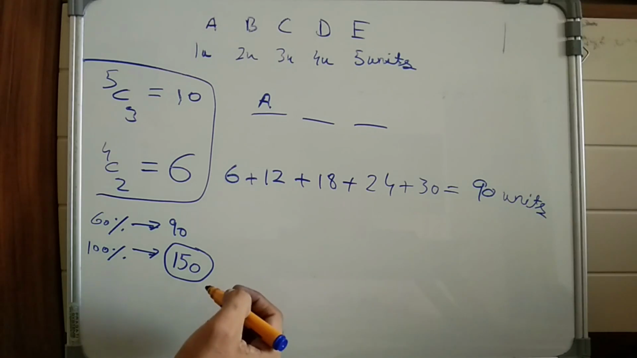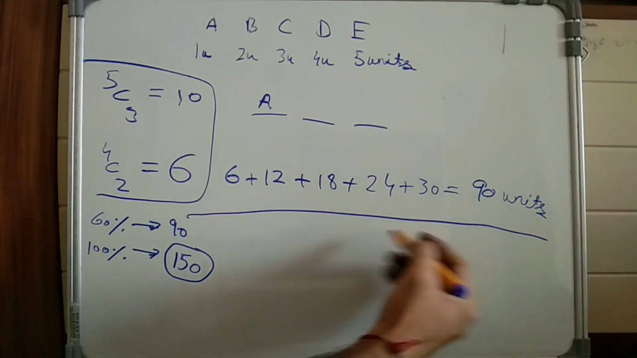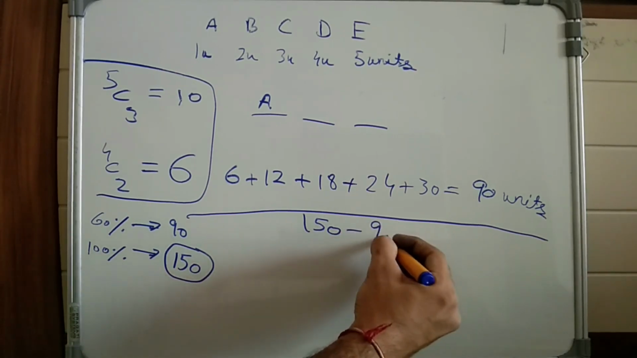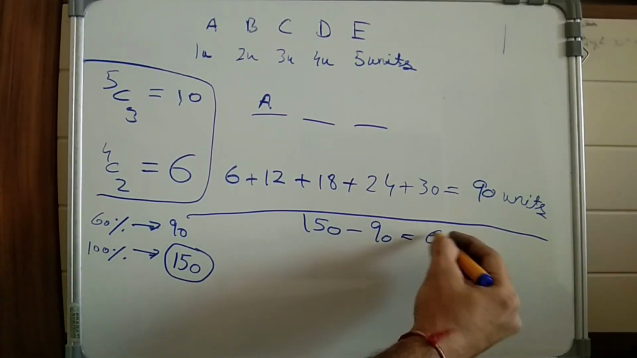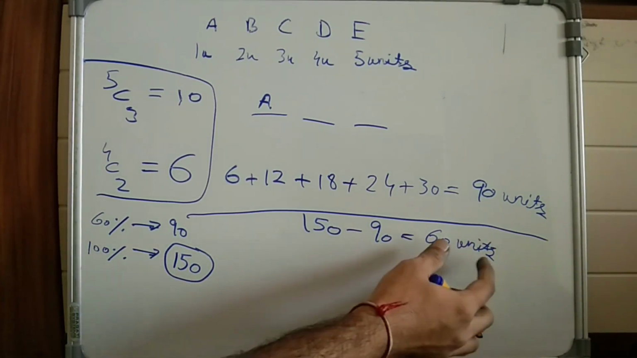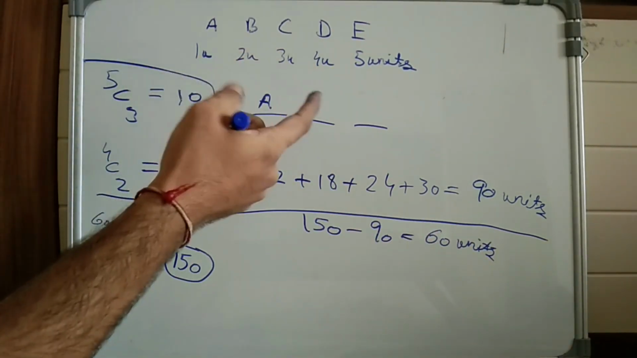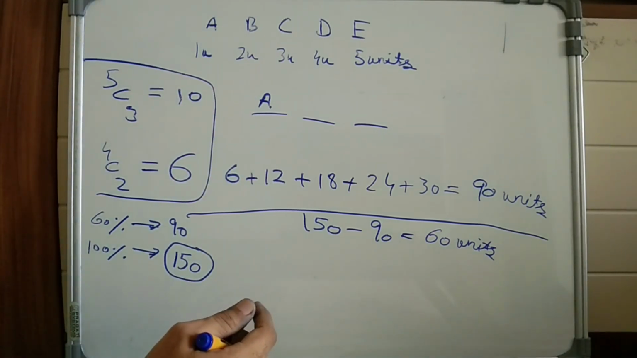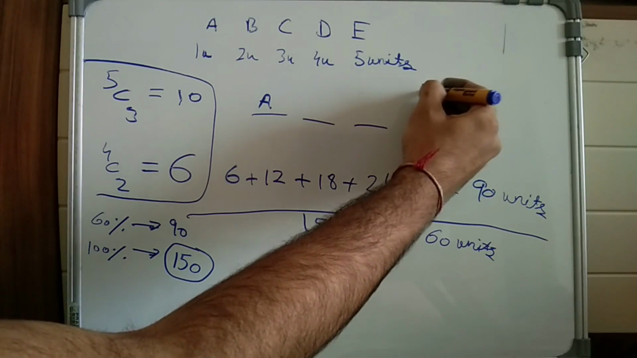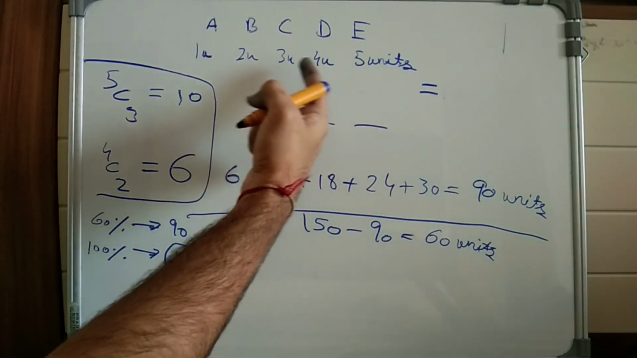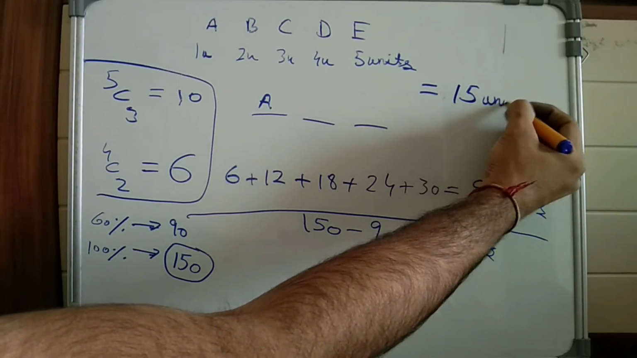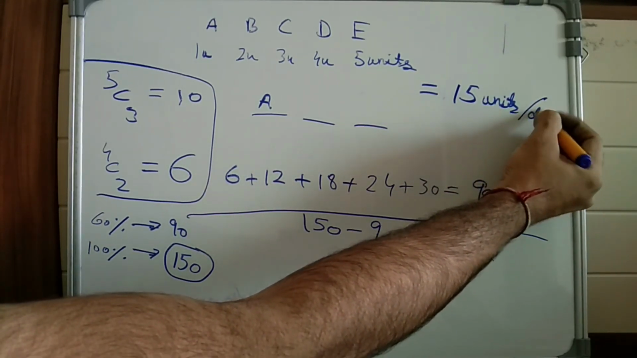What is the remaining work now? 150 is the total work minus 90, which is equal to 60 units. So 60 units is the remaining work. Now these 60 units are completed by all of them working together. If they are working together, how many units are they doing? 5 plus 4 plus 3 plus 2 plus 1, that is 15. So 15 units per day.